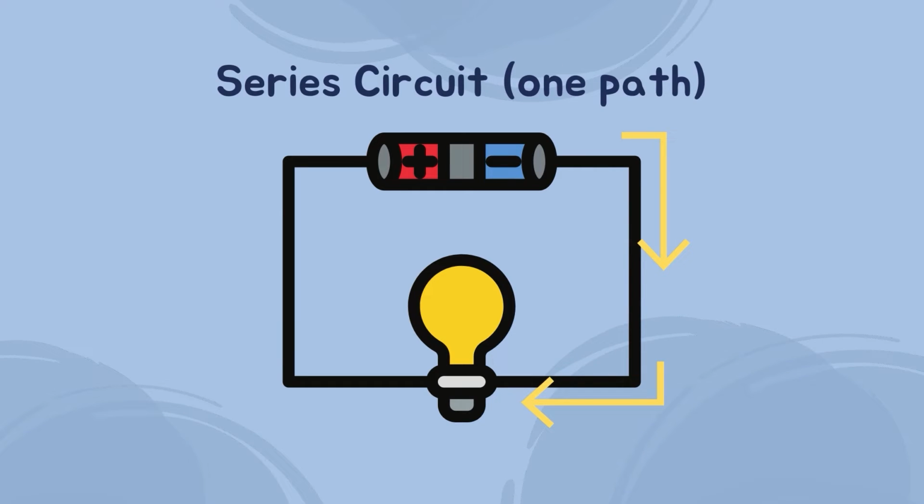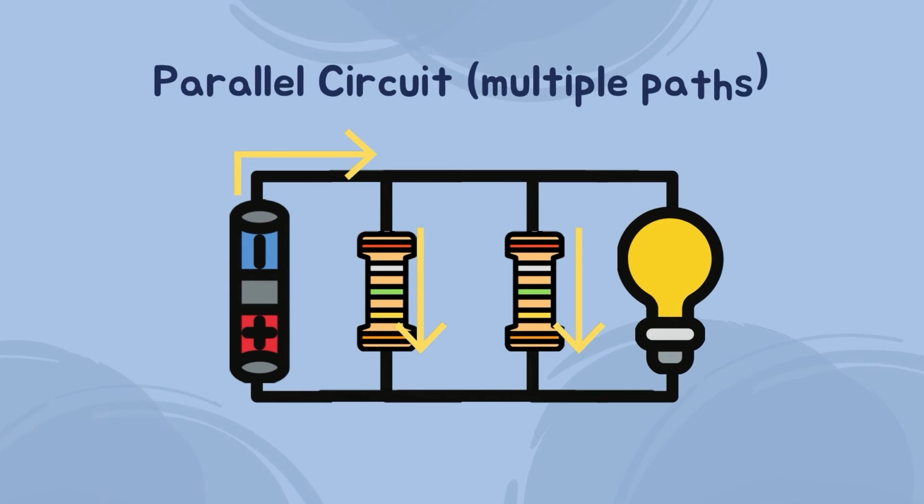A series circuit always has one path for the current. The series circuit receives the same current, however, the voltage can be different for different resistances. A parallel circuit has many different paths in which the current can flow through.